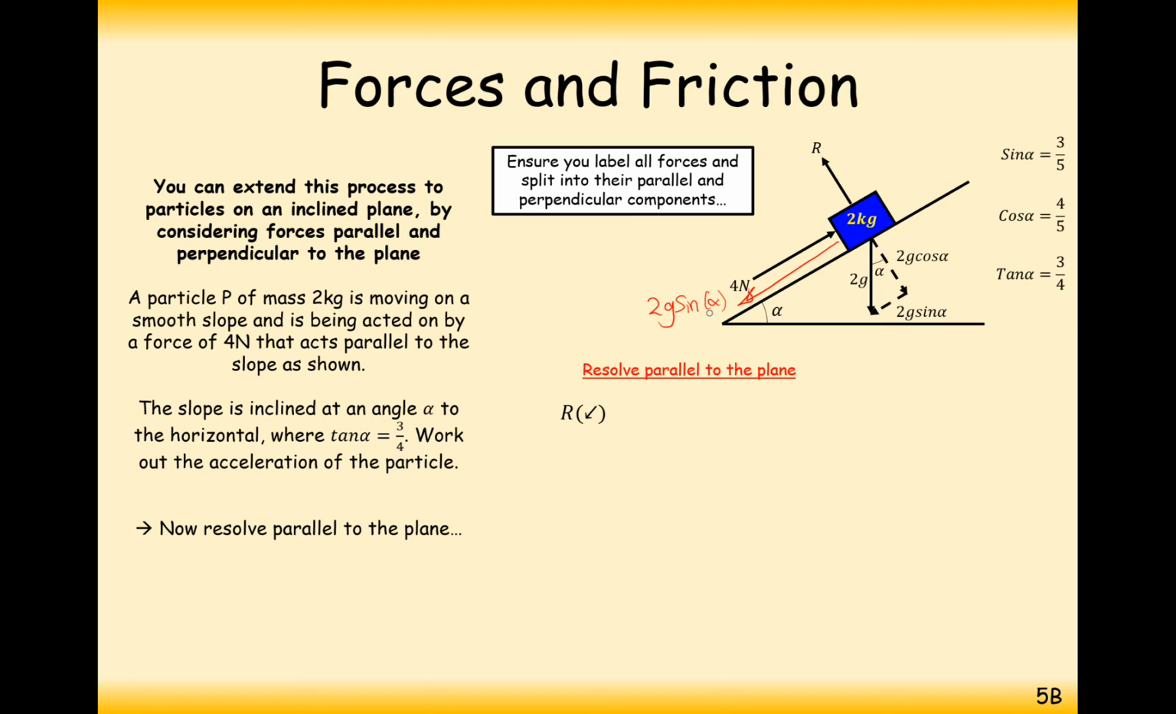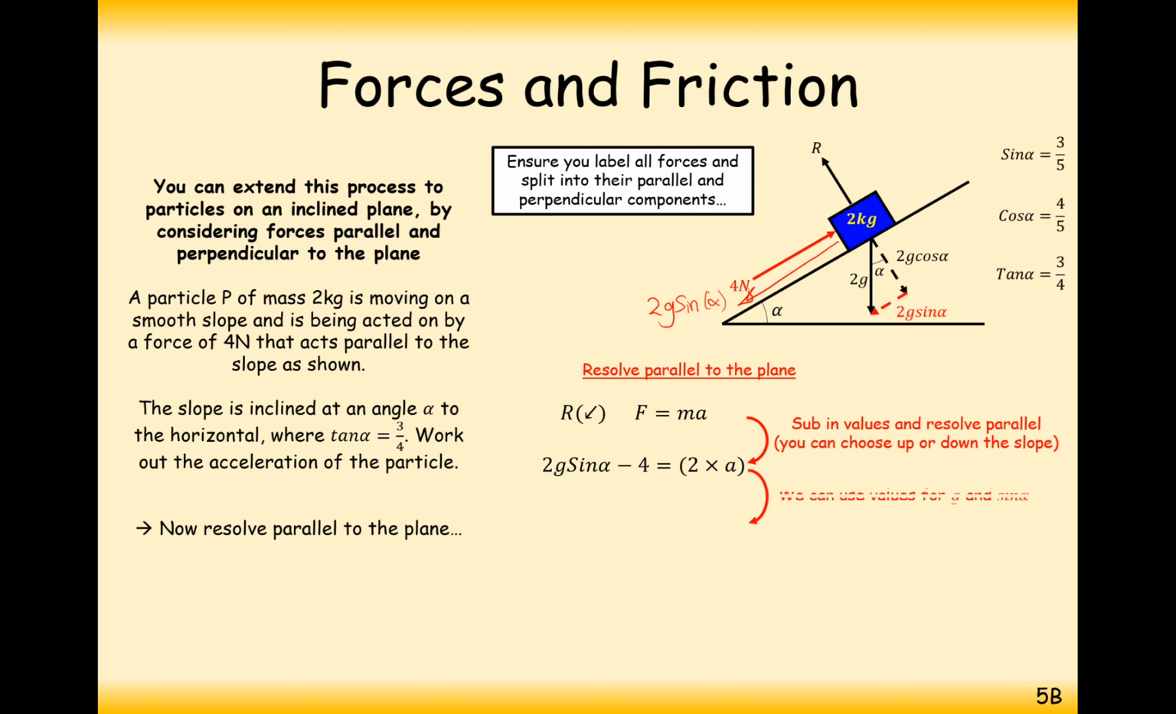So down the hill is where we're going to be travelling. So in our F equals ma equation, on the left hand side we're going to have 2g sine alpha down the slope, take away 4 because 4 is acting up the slope. When you've got forces acting in different directions, one of them should be negative and one of them should be positive. You've got to decide which one you're going to be setting negative and positive. And then on the other side it's equal to mass times acceleration, so equals 2a. And then rearranging the formula and dividing through by 2, we get 3.9 as our value for acceleration.